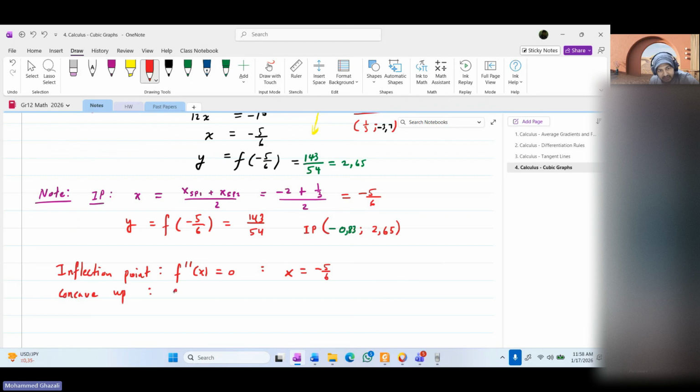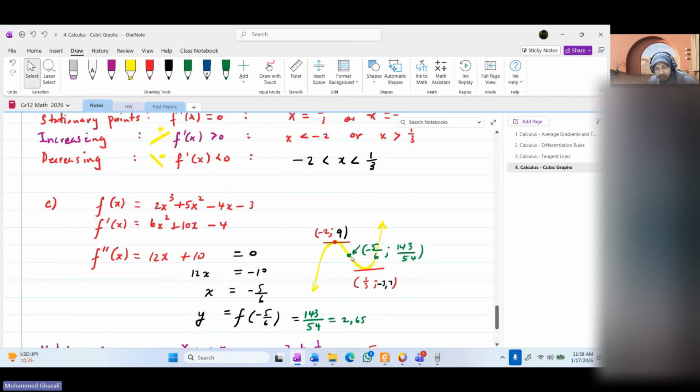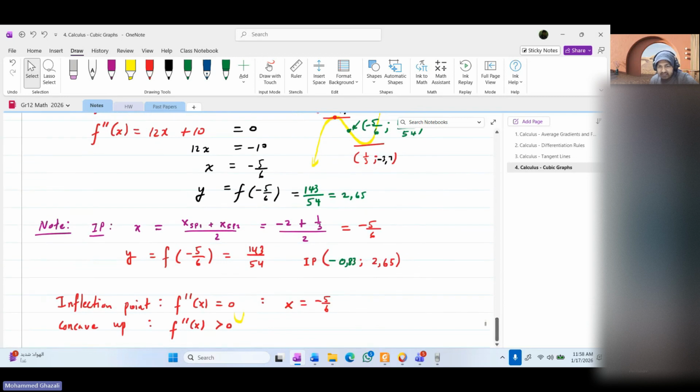The graph is concave up when f double prime x is positive. In other words, we are looking for a happy face. Now, where's the graph happy here? When the graph is after -5/6, the graph is happy. So x is more than -5/6. So what's the answer for this? x is more than -5/6.